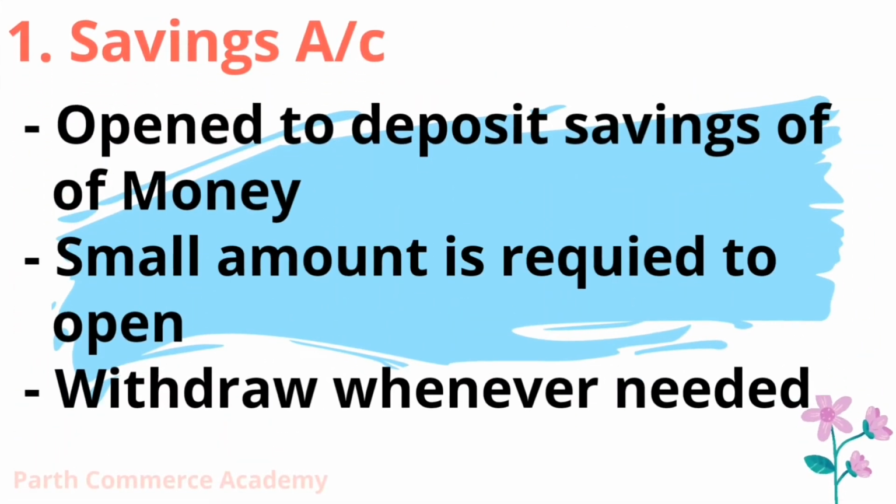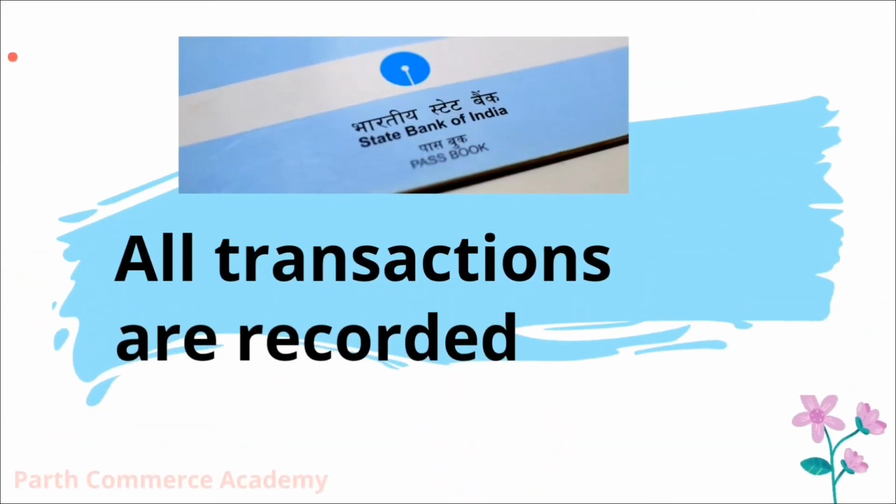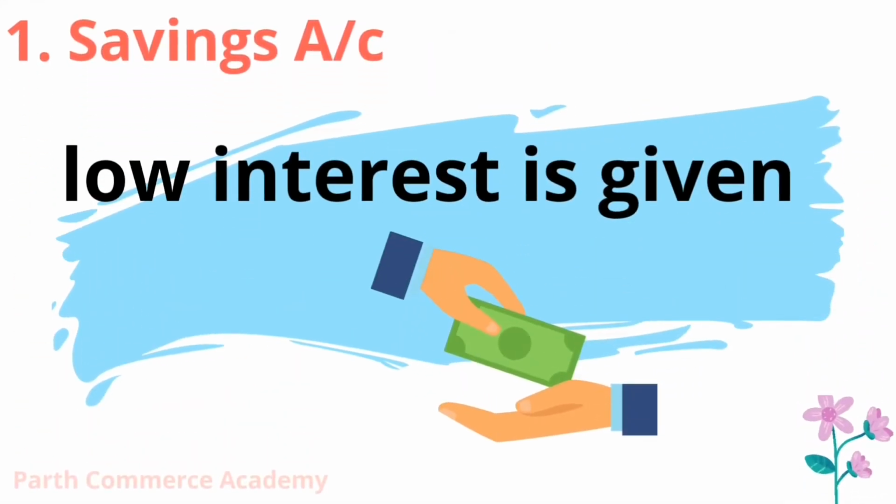Let's see first what is a savings account. A savings account is opened to deposit savings of money in the bank. It can be opened by depositing a small amount of money, and afterwards we can deposit our savings in it, and we can withdraw it whenever needed. Very few transactions are seen in this type of account. The bank will give you a passbook, checkbook, ATM card or debit card, and all the transactions are recorded in the passbook, and the rate of interest on a savings account is lower in comparison to a fixed deposit account.